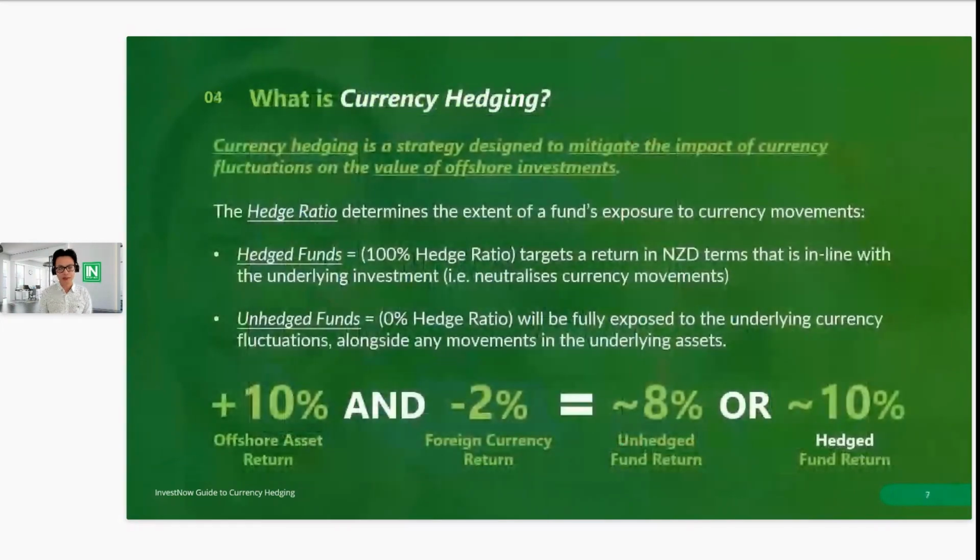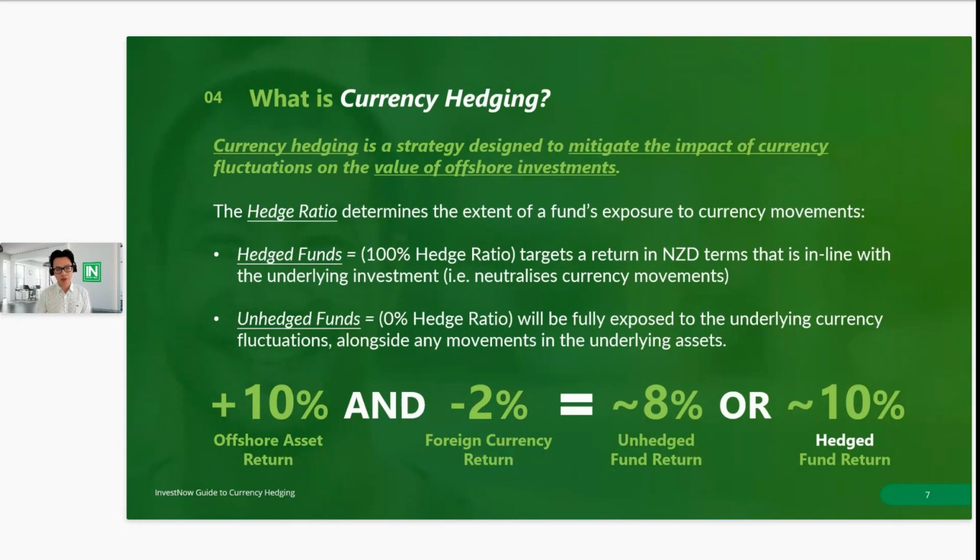Cool. Moving on a bit then, that segues nicely into, what is currency hedging then? Currency hedging is a strategy designed to mitigate the impact of currency fluctuations on the value of your offshore investments in New Zealand dollar terms. What that means is, when you want to hedge something, you're trying to neutralize all the currency exposure, so that you're basically left with just the exposure to the underlying market that you're trying to invest in.